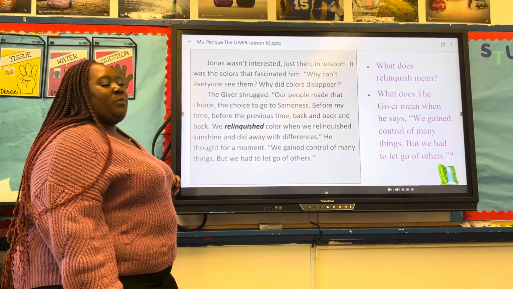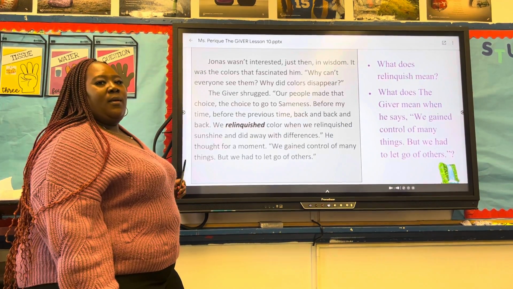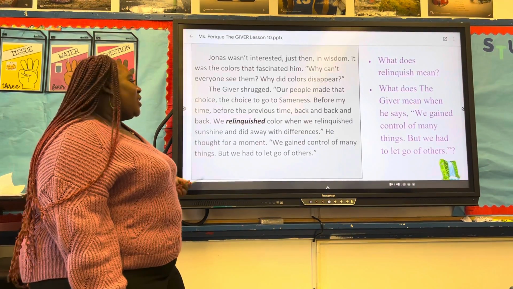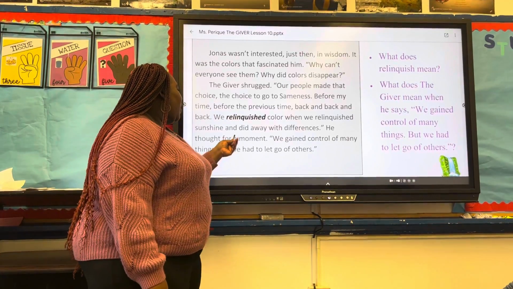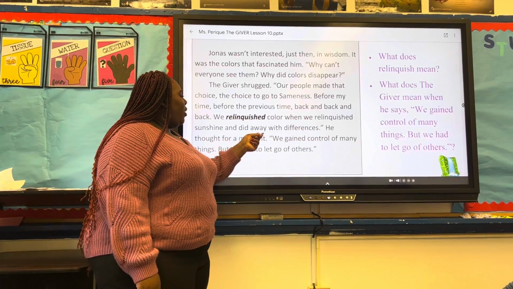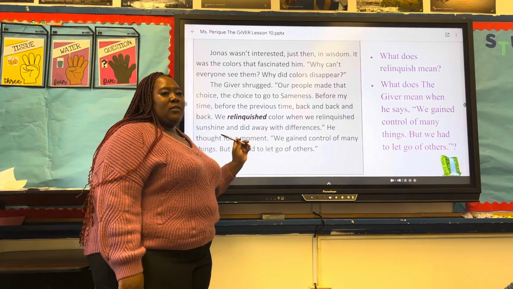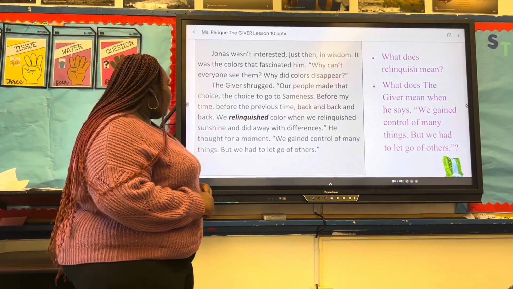What does relinquish mean in this passage, Danny? To like stop doing something. To stop doing something. What is to do away with it, right? Look at your keyword. Did away with differences, right? So getting rid of, right?